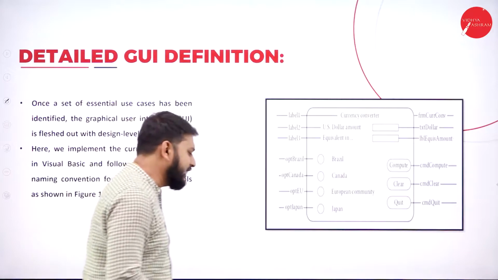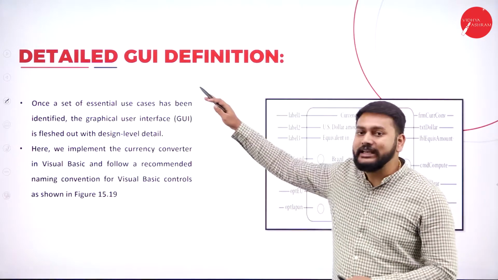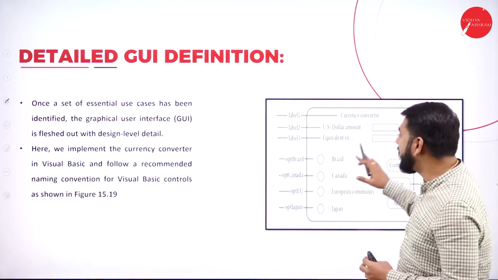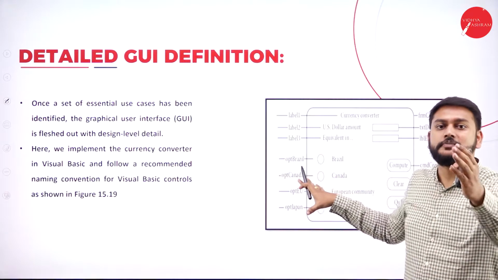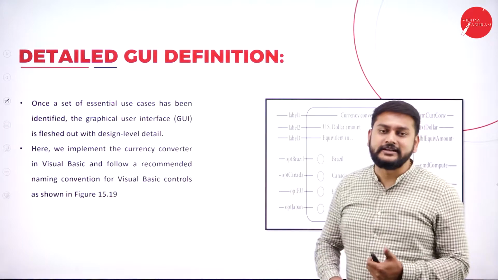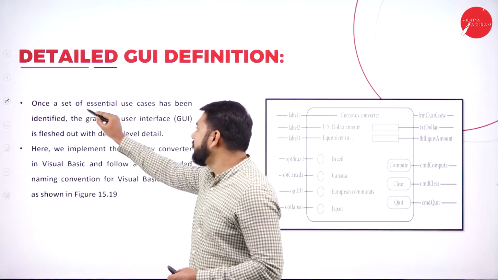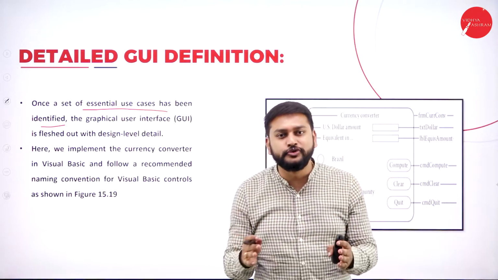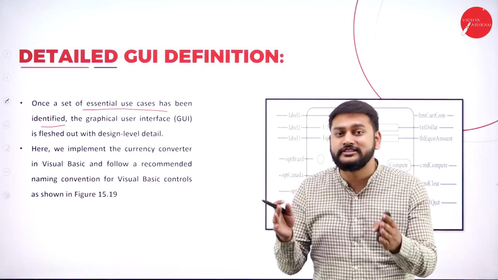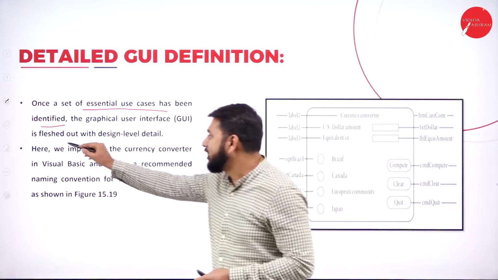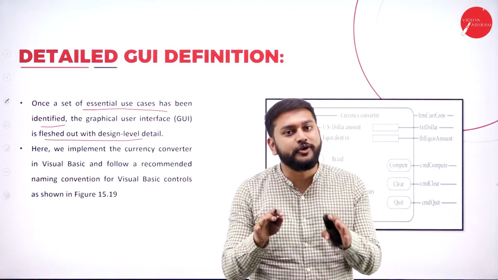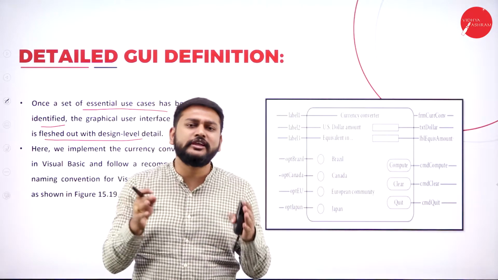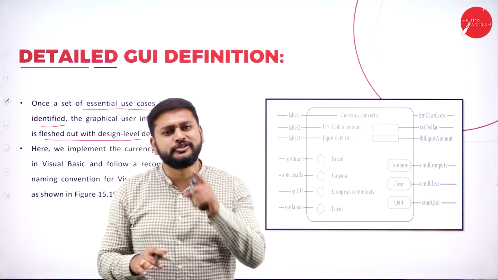So what exactly do I have with respect to the detailed GUI definition first. So guys, when it comes to the detailed GUI definition, before I explain this diagram to all of you, let me tell you something important. What exactly is that, sir? Once a set of essential use cases has been identified, the graphical user interface, what I call a GUI, will be fleshed out with design level detail. So that's what you need to remember. Once I collect all the required details, I will be designing the GUI at the design level, is what you need to remember.